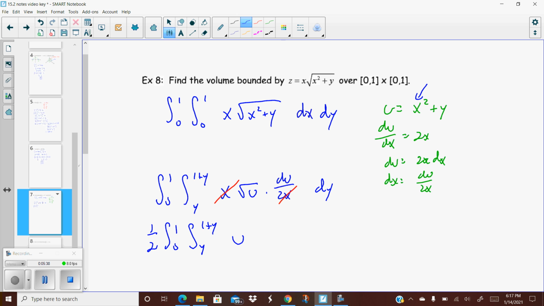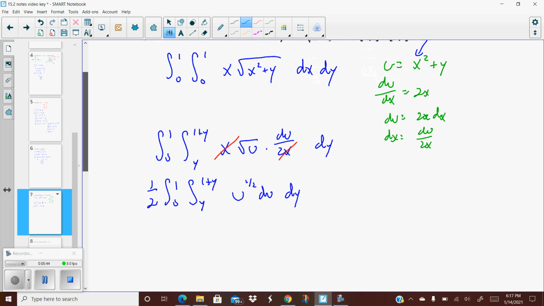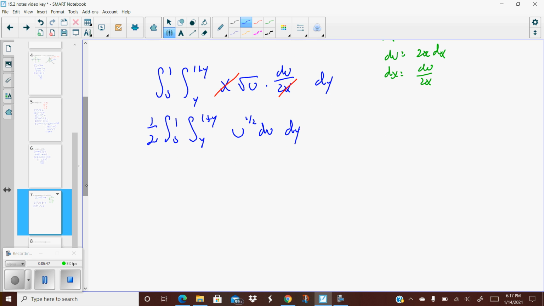And then we're going to take the antiderivative of u to the 1/2 du and then dy. And again, we cannot go ahead and use Fubini's theorem from here either. A lot of people try to do that because they're like, oh, now I can separate the variables. The bounds are not constant. Can't do it. So just take the antiderivative with respect to u first.